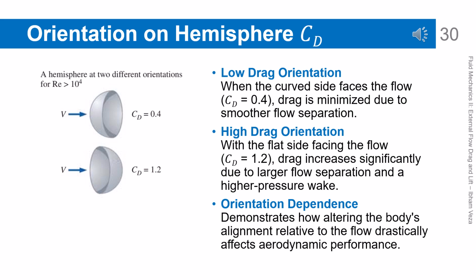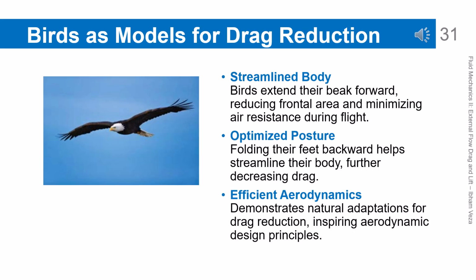This increases the pressure difference and causes the drag to rise significantly. This example shows that orientation can be just as important as shape. Birds as models for drag reduction. Birds naturally adopt shapes and postures that minimize drag during flight.